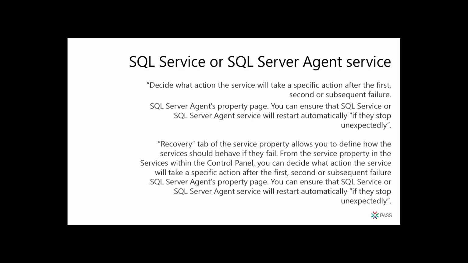Also, in many contexts we are using the SQL Server Agent Service. Basically, if we have many types of scheduled jobs, we use SQL Server Agent Service. In my previous working time, I found that we were not managing this properly. What will happen if SQL Server Agent Service fails? We need to focus on that. If SQL Server Agent Service is not working properly, then all the scheduled jobs will fail. So we have to take a specific action after the first and second subsequent failure. In the SQL Server Agent property page, you can ensure that SQL Server Service or SQL Server Agent Service will restart automatically if they stop unexpectedly.